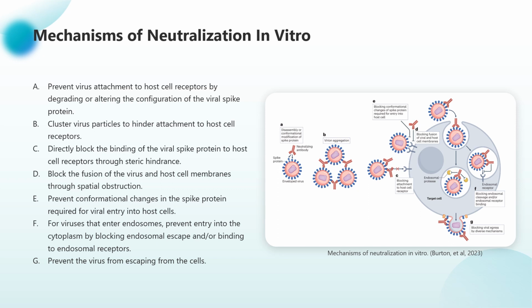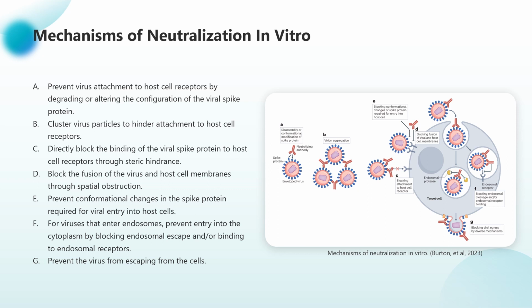During the infection process, neutralizing antibodies can prevent essential conformational changes in the spike proteins necessary for the virus to enter host cells. For viruses that manage to enter endosomes, antibodies block their progression into the cytoplasm by inhibiting endosomal cleavage or the binding of viral components to endosomal receptors.